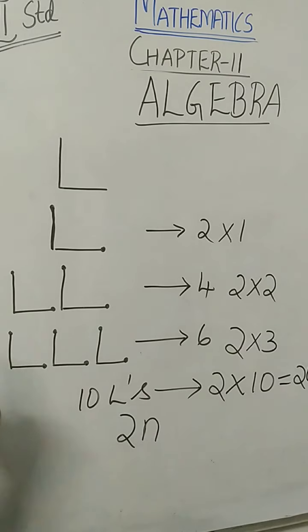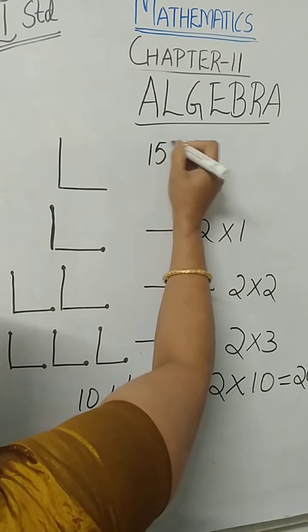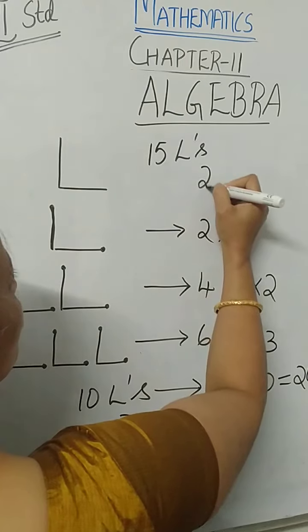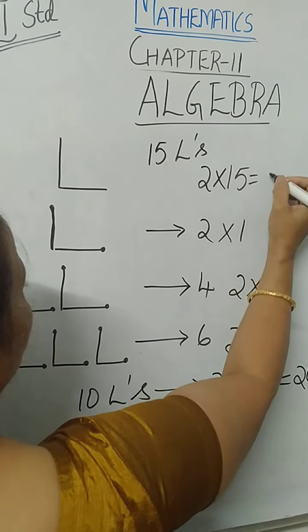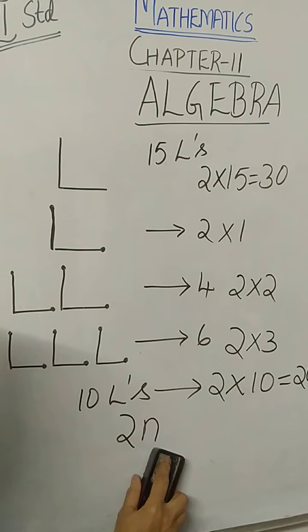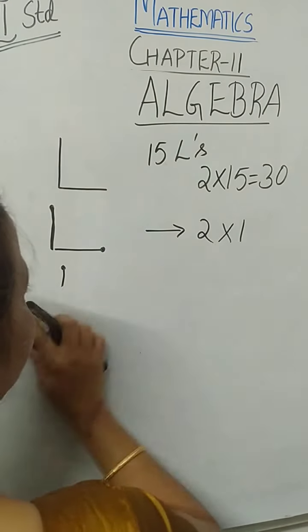Now look here, suppose you want to make 15 L's like this using matchsticks. How many matchsticks do you need? We know it is 2 into whatever number of L's you need, that is 15. So we need 30 matchsticks to make this. So generally we can write this as 2N. Yes, to make it clear, I will show you another example.